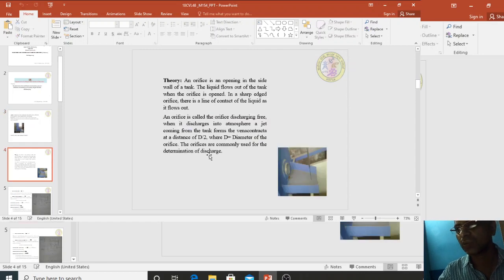An orifice is an opening in the side wall of a tank, and the liquid flows out of the tank when the orifice is open. In a sharp-edged orifice, there is a line of contact of liquid as it flows out. An orifice is called an orifice discharging free when it discharges into the atmosphere, a jet coming from the tank forming a vena contracta at a distance d by 2, where d is the diameter of the orifice. Orifices are commonly used for determining the discharge. You can see here in this case, this is an orifice. In local language, a tank with a hole, how the water ejects, that itself can be compared with an orifice.